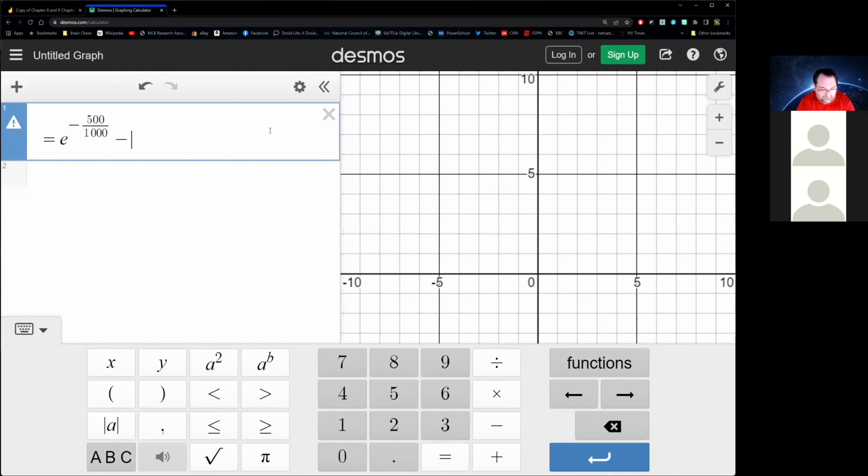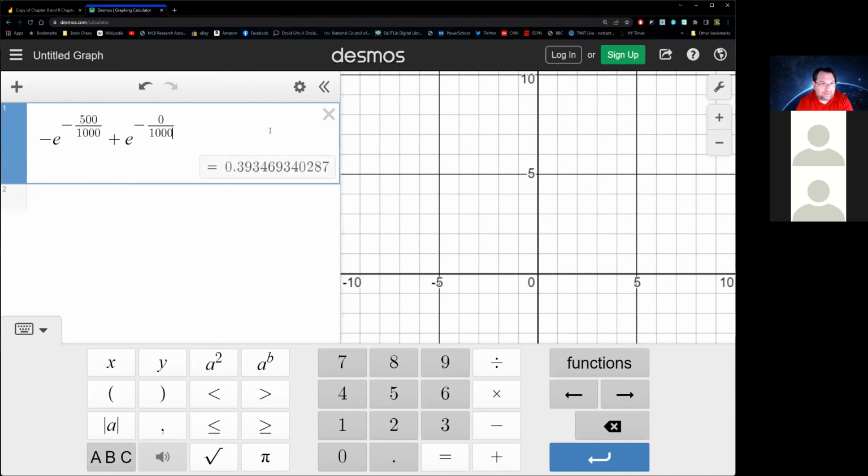And there's a reason I'm writing this all out, even though, actually, wait, I missed the negative sign. Negative, and then plus e to the negative 0 over 1,000. The reason I'm writing it all out is because we basically have to use the exact same thing to do the next one. So is it 400 or 500? Oh, was it 400? It was 400, right?